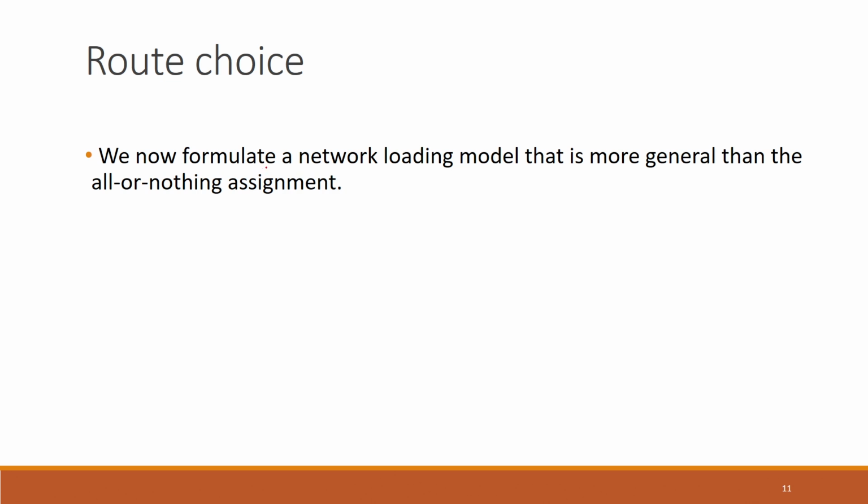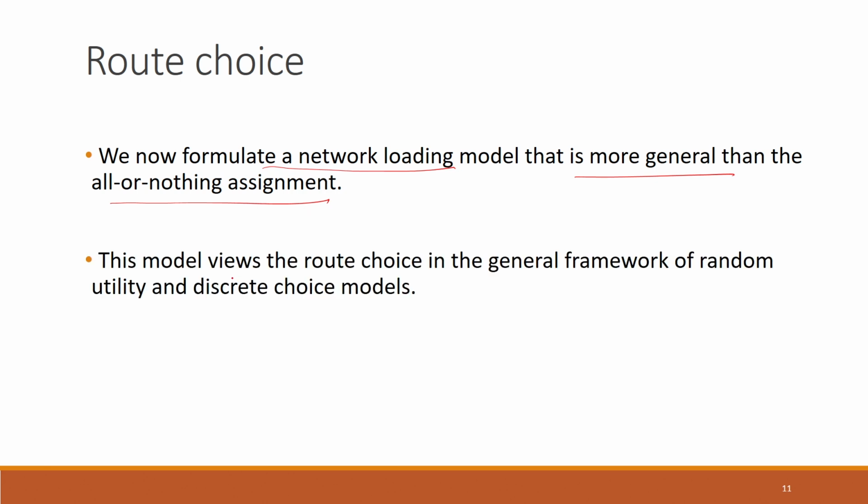So we now formulate a network loading model that is more general than the all or nothing assignment. This model views the route choice in the framework of random utility and discrete choice models.